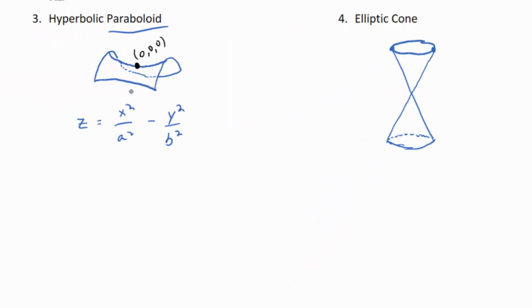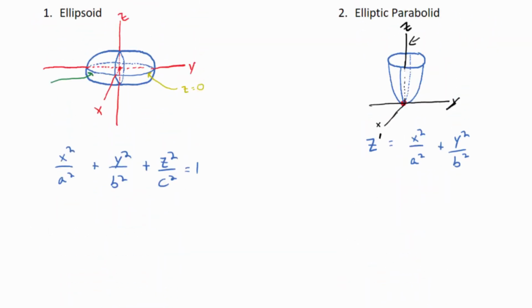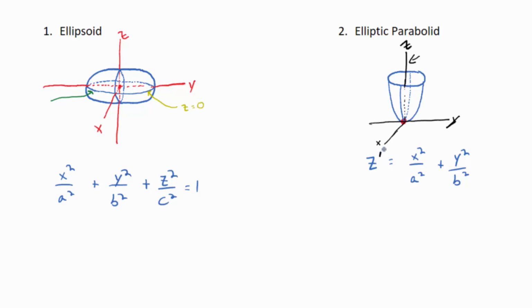Okay, so what would the equation of this thing look like? It would look like this. z squared is equal to x squared over a squared plus y squared over b squared. And so if you compare it with, say, the elliptic paraboloid, it looks almost the same, except the exponent on the z is 2. So all the exponents are 2.